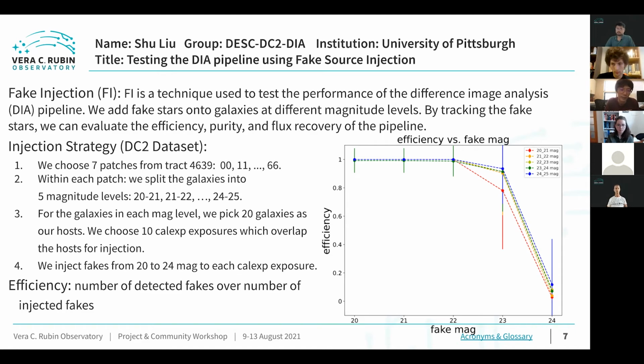The efficiency is defined as the number of detected fixed sources over the number of injected fixed sources. On the right, I plot the efficiency versus fake magnitude, and you can see that as the fake magnitude increases, the efficiency decreases, and at the faint end, the efficiency starts to approach 0. Next slide, please.